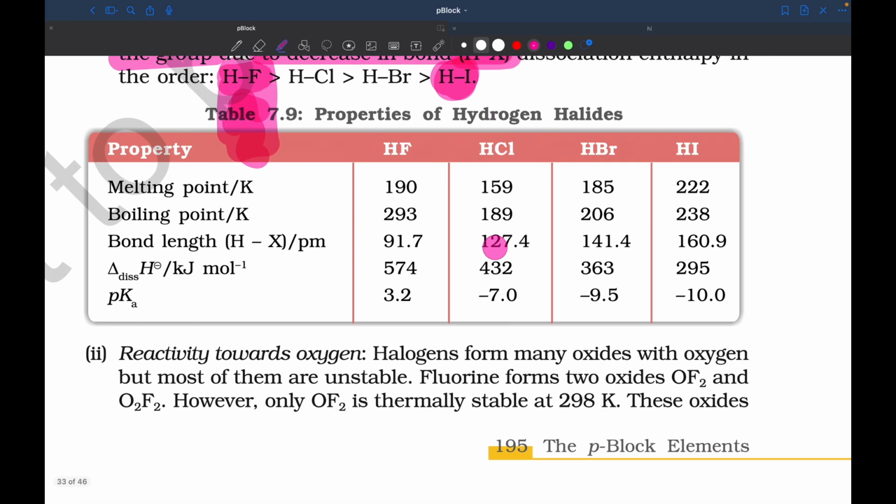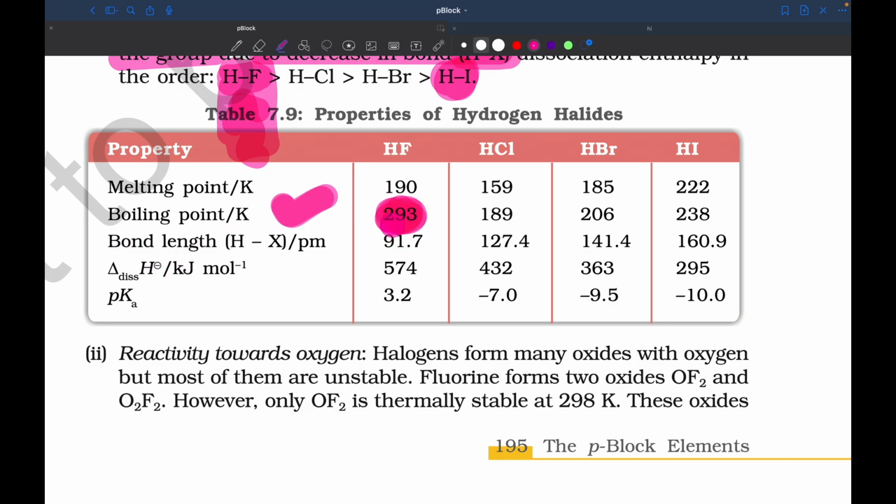So a few values are here. We'll read out these values. Melting points and boiling points are irregular. You can see here, check the boiling point. HF is abnormally the highest. The reason is only one, the hydrogen bonding. Due to the presence of hydrogen bonding, HF is a liquid at room temperature.